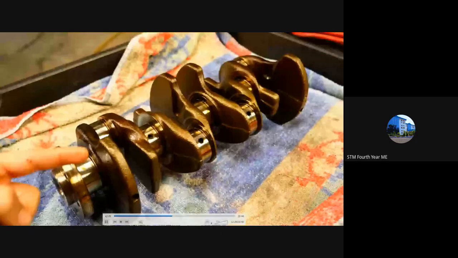Okay, this is an assembled crankshaft, and you can see these are the journals here. Main bearing journal, main bearing journal, main bearing journal, and the main bearing journal. This is the crank pin. So there will be 4 crank pins because there are 4 pistons.